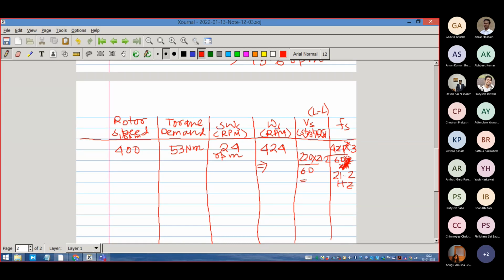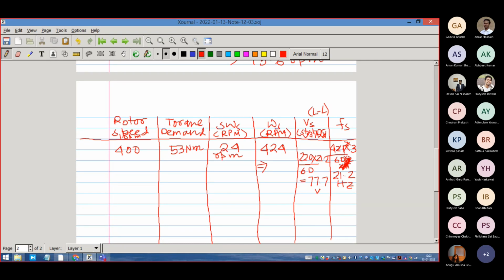220 into 21.2 divided by 60. So it is 77.7 volts. Right. Have you understood what I say? Has anybody any question? The chart I have filled up.